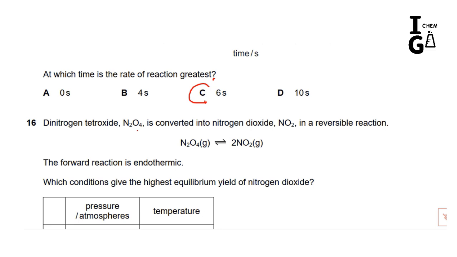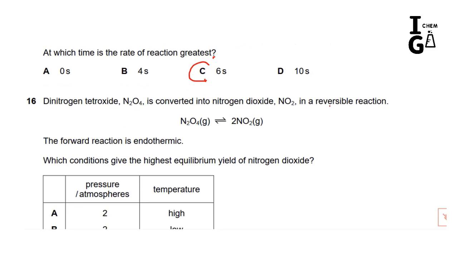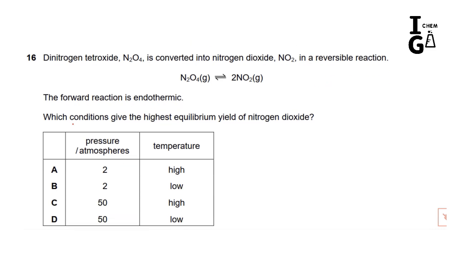Dinitrogen tetroxide, N2O4, is converted into nitrogen dioxide, NO2, in a reversible reaction. The forward reaction is endothermic. So forward means this direction, from left to right. Endothermic means it's a positive value for delta H. Which conditions give the highest equilibrium yield of nitrogen dioxide? Highest equilibrium yield for nitrogen dioxide means in the forward direction.